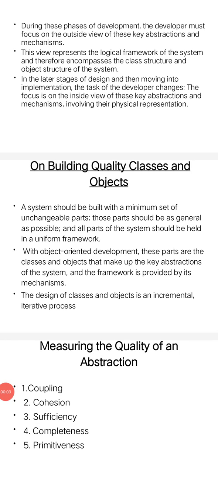So, the continuation of the previous topic, that is the interplay of classes and objects. Next, building quality classes and objects. While building classes and objects, we compulsorily require some quality. Say this system should be built with a minimum set of unchangeable parts. So if you design a system, compulsorily some parts are going to be unchangeable.